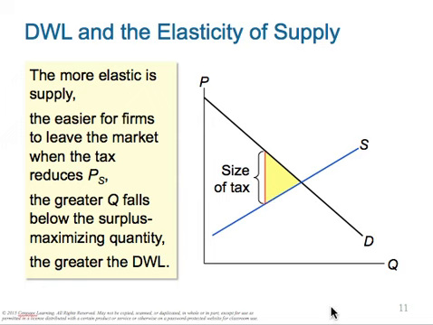So in this graph, the demand curve, equilibrium price, and the size of the tax are identical to those in the graph in the preceding slide. The only thing that's different is the supply curve. Here it's flatter, and as a result, the same size tax as before will cause a larger deadweight loss. So a lot depends on the elasticity of the supply curve.